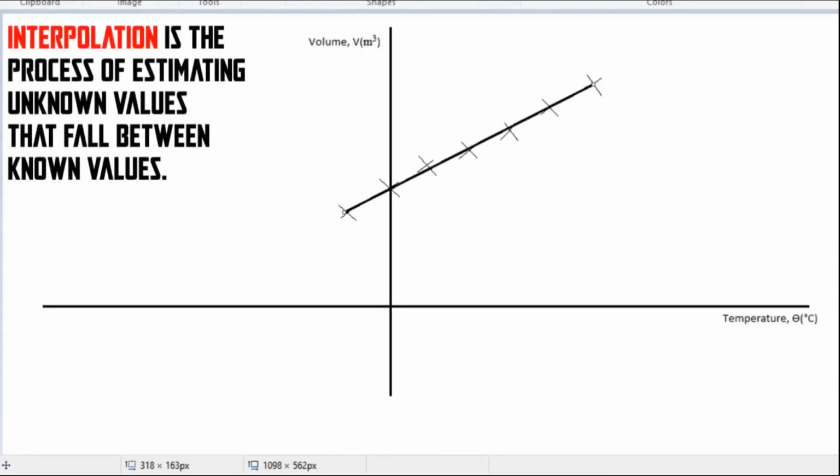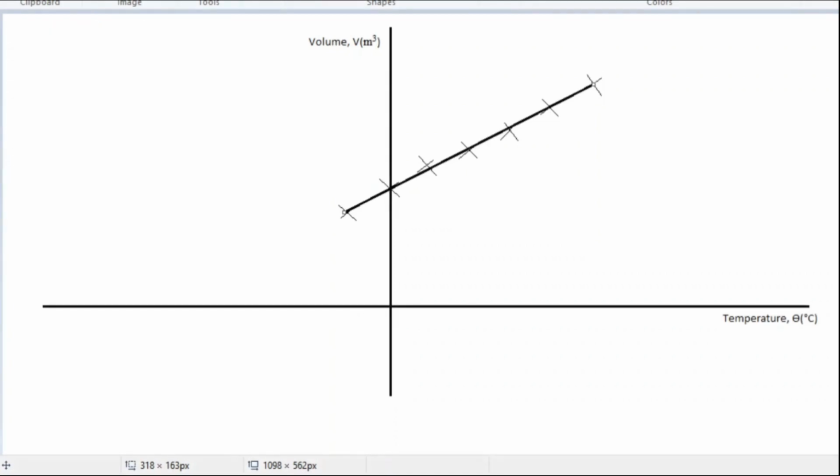A more formal definition of interpolation is when you get values within your graph that are within the range of the experiment. So if, let's say, for example, this particular experiment was only done from about -10 degrees Celsius to about 100 degrees Celsius, when you can make predictions about the volume of the gas within that range of temperature, that is known as interpolation.